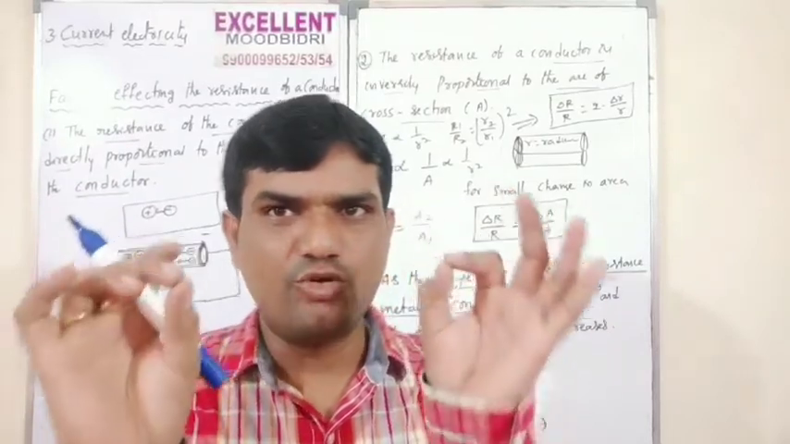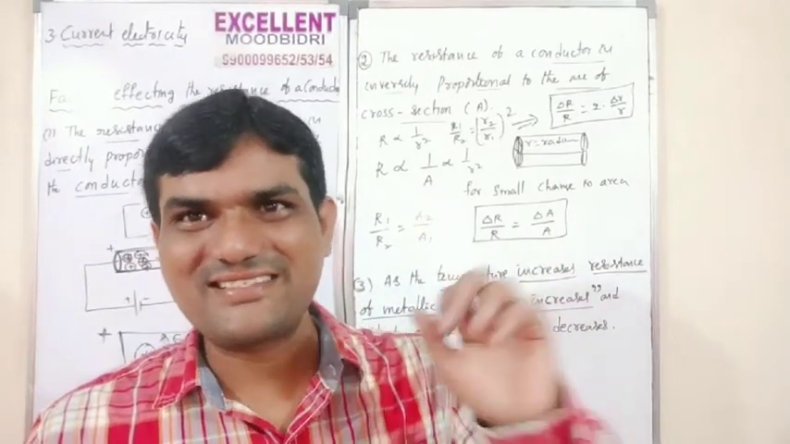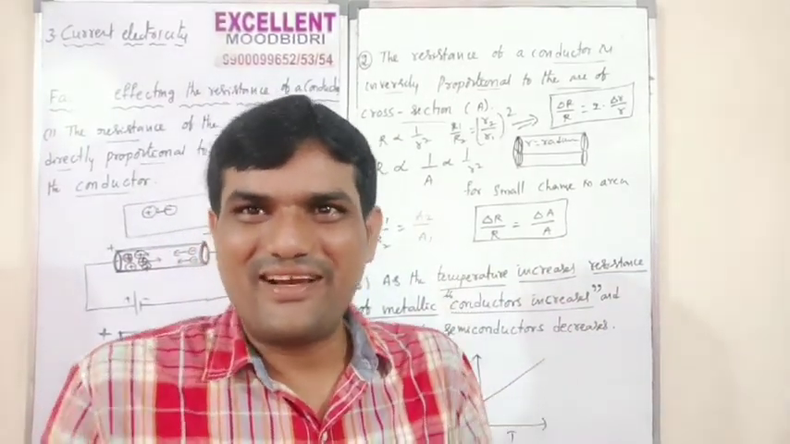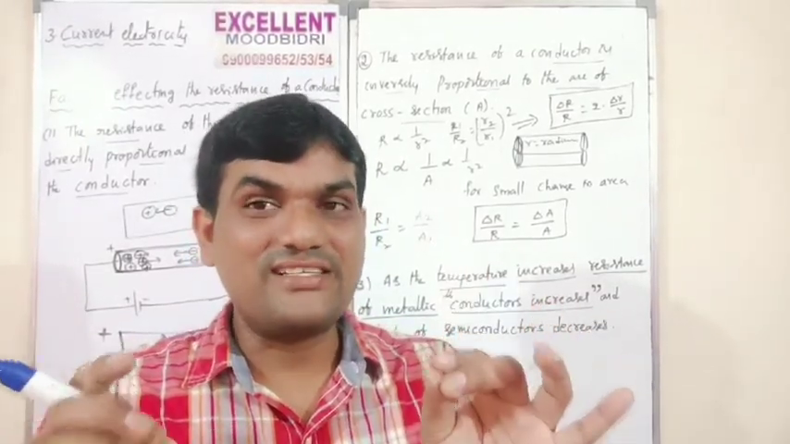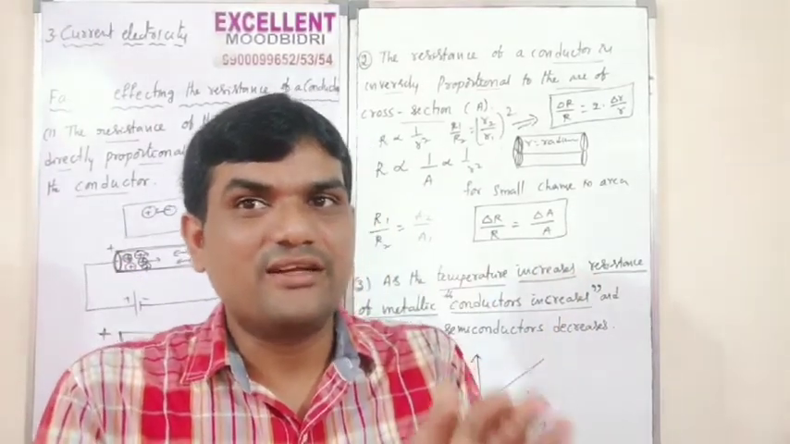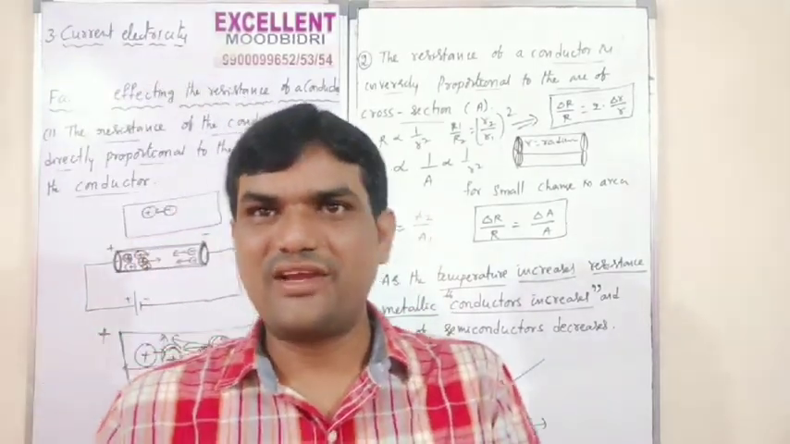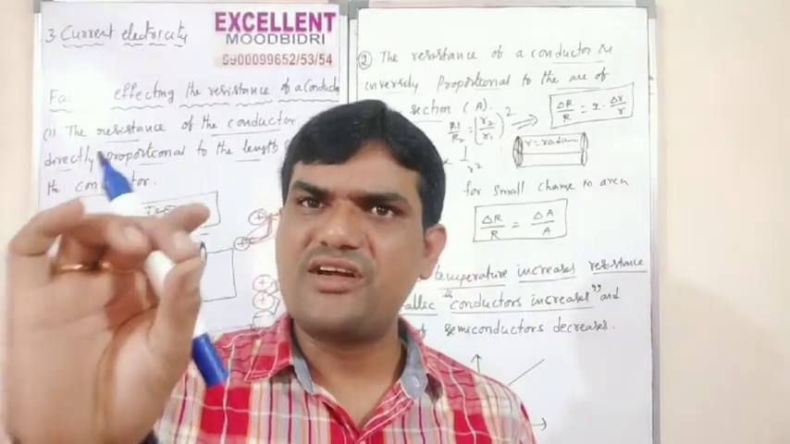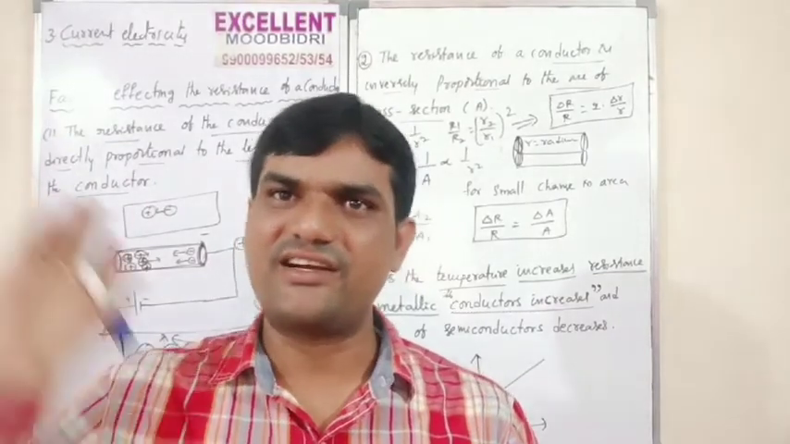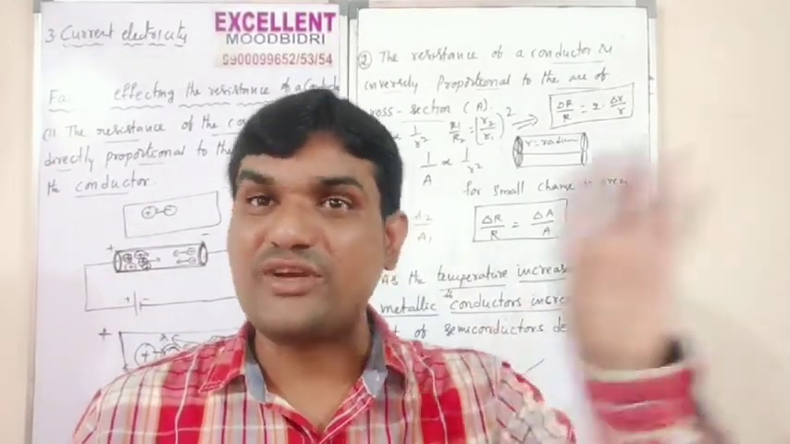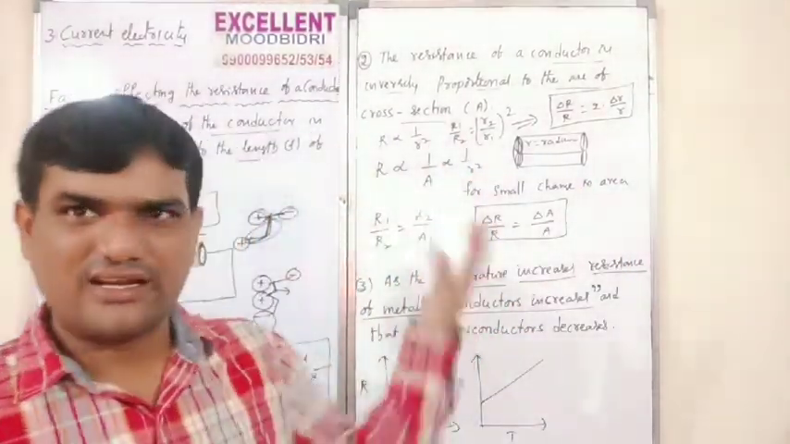Why? Because at low temperature, semiconductors act as an insulator. In that case, resistance is more. Correct? Insulator means resistance is infinity. Yes or no? Next, as the temperature increases, the resistance decreases in semiconductors. At high temperature, semiconductors act as conductors, and at low temperature, they act as an insulator. That is the other topic, semiconductors.